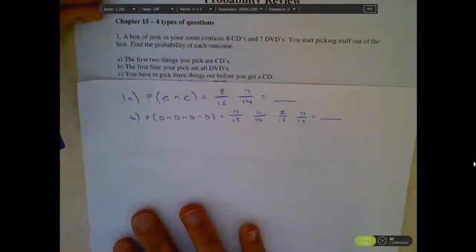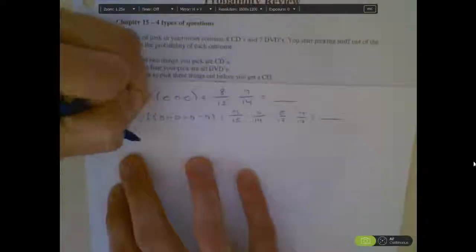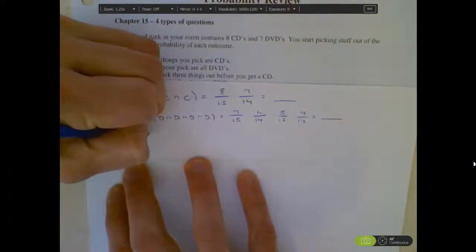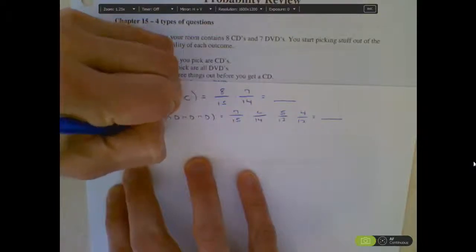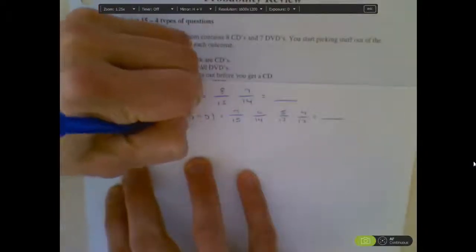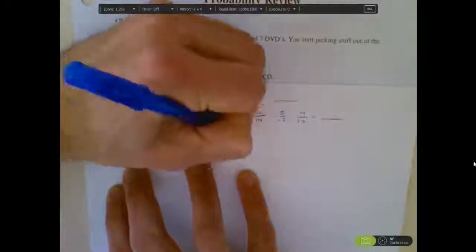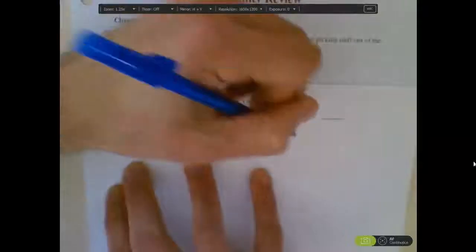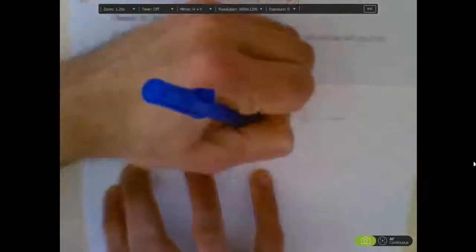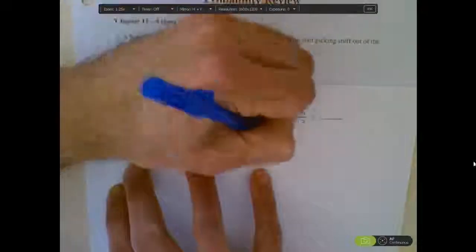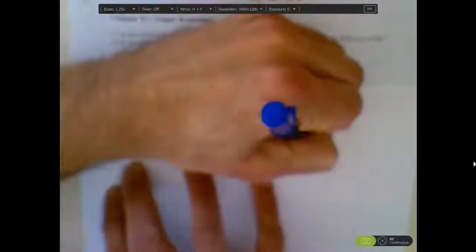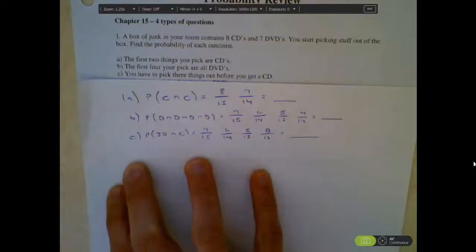C, you have to pick 3 things out before you get a CD. What that means is the first 3 need to be DVDs. So I have 3 DVDs and a CD. So that's a DVD on the first pick, 7 out of 15, times a DVD on the second, 6 out of 14, times a DVD on the third, 5 out of 13, times a CD on the fourth. Well, there's 8 CDs, but there's only 12 left because I've picked out 3 DVDs at this point. Multiply those, that'll give me my probability for C.